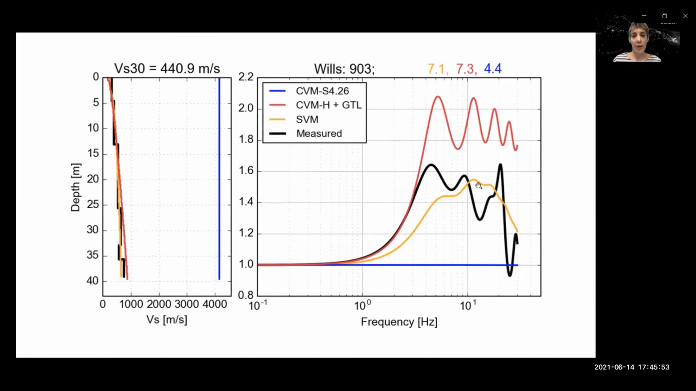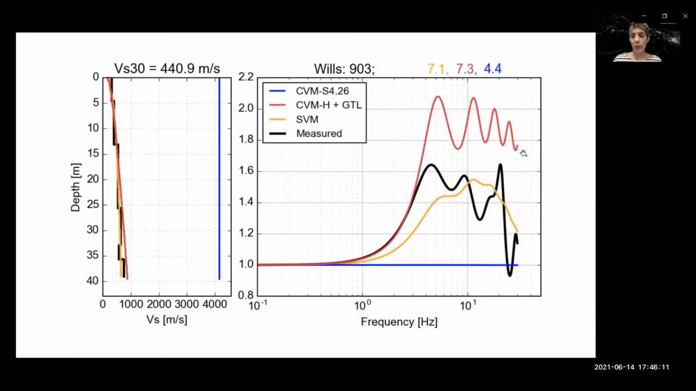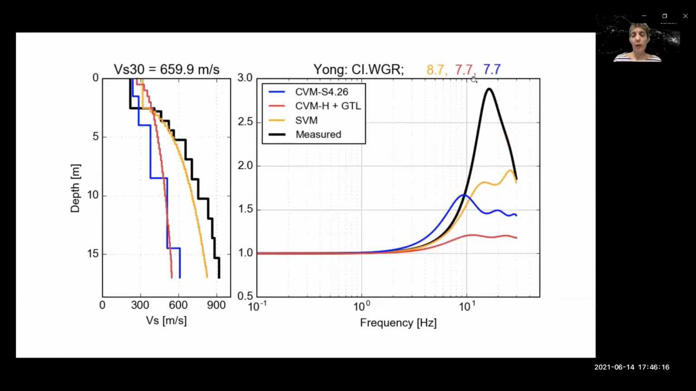And the comparison of the various amplification factors are shown here. The measured one is the black, and you can see that SVM does a fairly good job in capturing the amplification of this range. GTL introduces more amplification, higher amplification, and more variability, if you will, in the frequency range. The values that you see here are just the goodness of fit based on the cross correlation between the L2 norm difference between the profile or the amplification factor and the measurements.